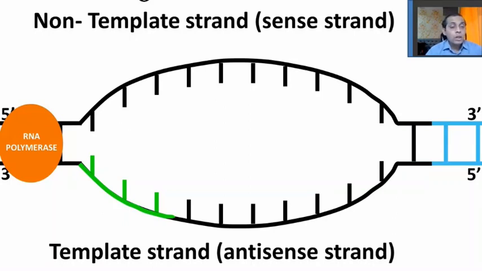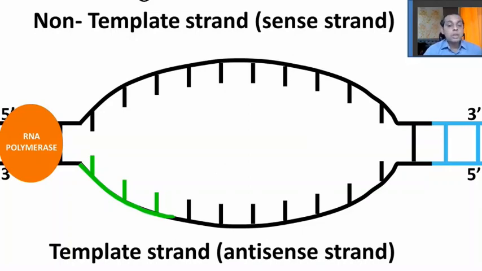Now, promoter is always located on the 5' end of the sense strand, or we can say 3' end of the template strand. So the position of the promoter should always be near the 3' end of the template strand or near the 5' end of the sense strand.